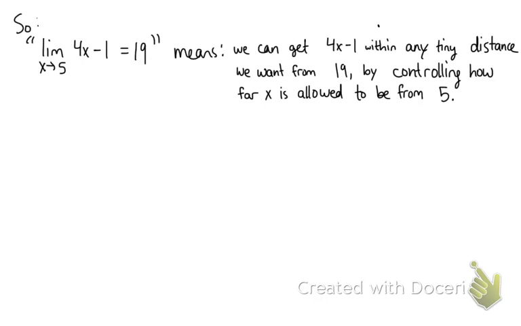Okay, now I'm going to sort of replace some things with some variables. We could have looked at a different function than 4x minus 1. We could have looked at 2x plus 3, or x squared, or sine of x, right? So let's just call it f of x, and I'll replace 4x minus 1 with f of x over here. 19 is the limit. Let's just call it L, whatever the limit is, right? And we don't always want x to approach 5. We want x to be able to approach lots of different numbers, lots of different limit situations, so I'll just call the number that x is approaching a. Okay, so now we have limit as x approaches a of f of x equals L means we can get f of x within any tiny distance we want from L by controlling how far x is allowed to be from a.